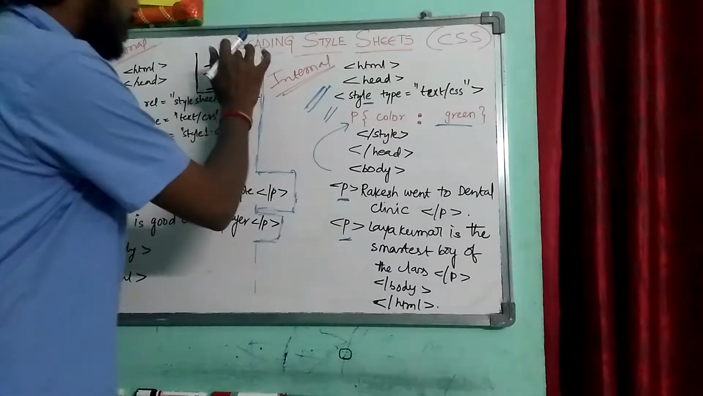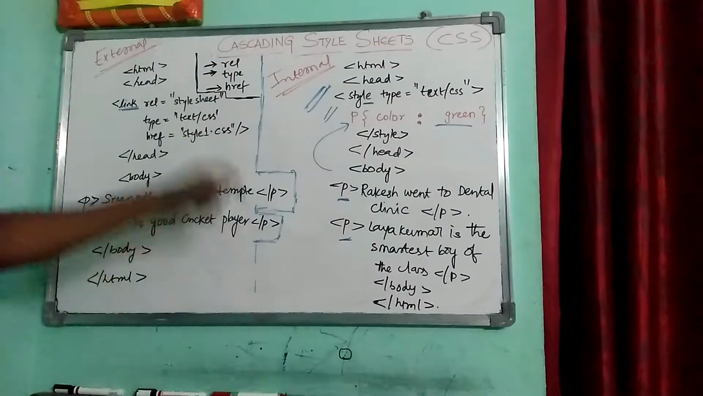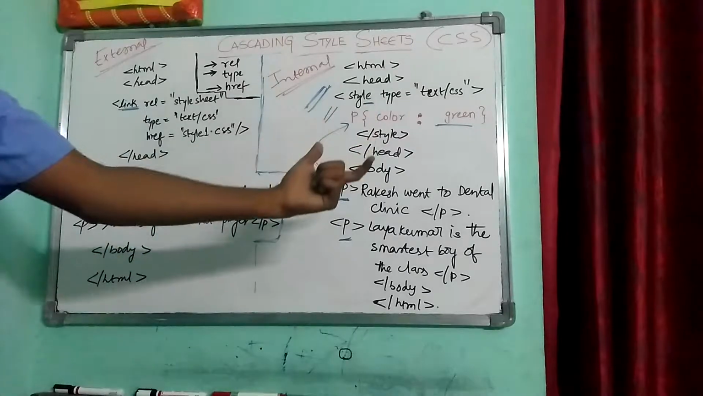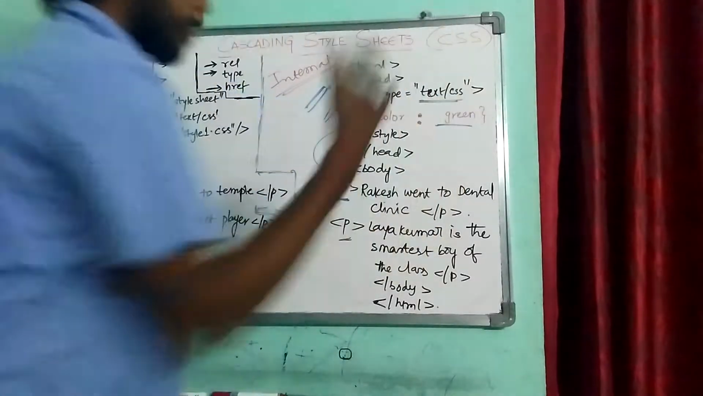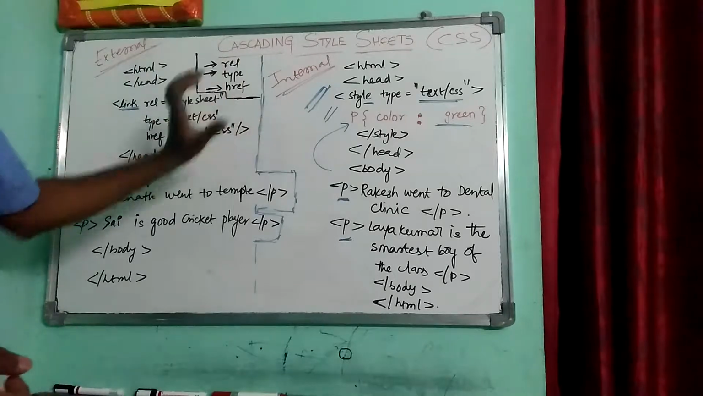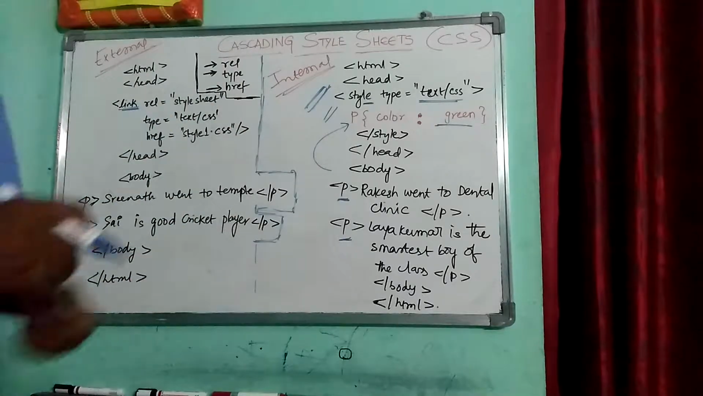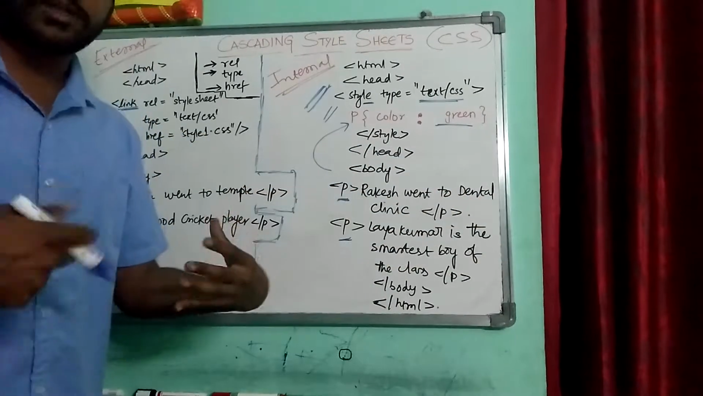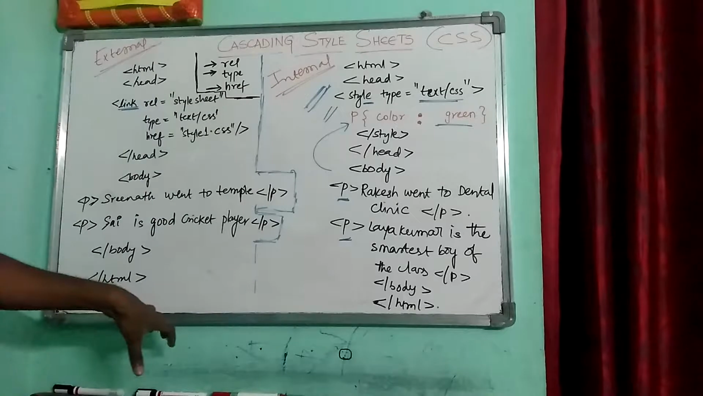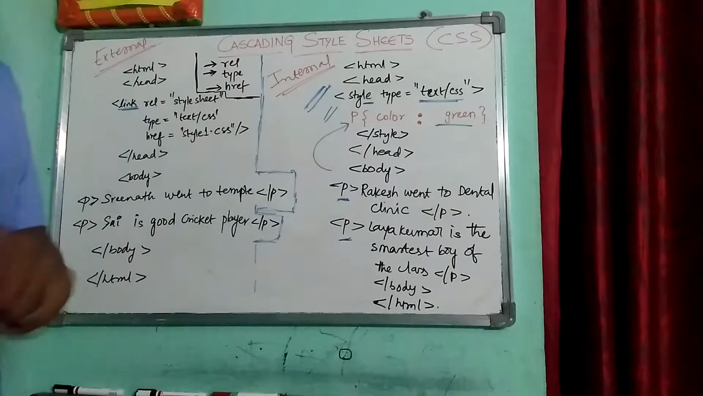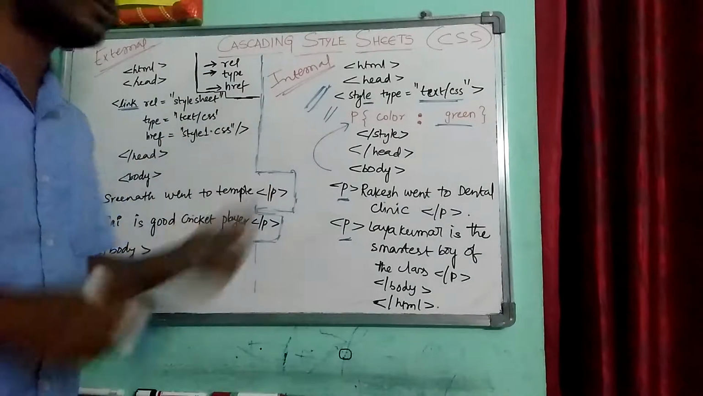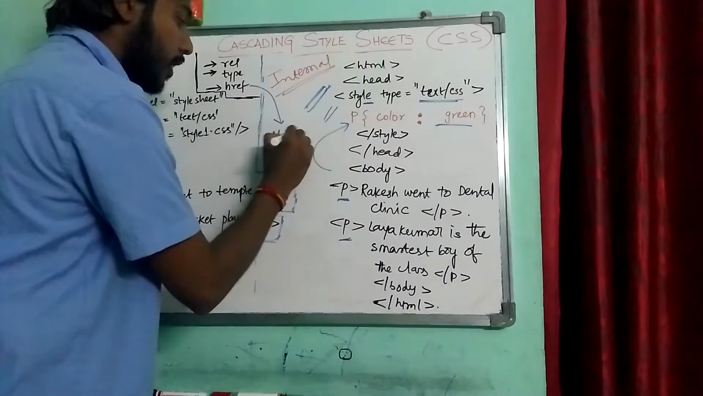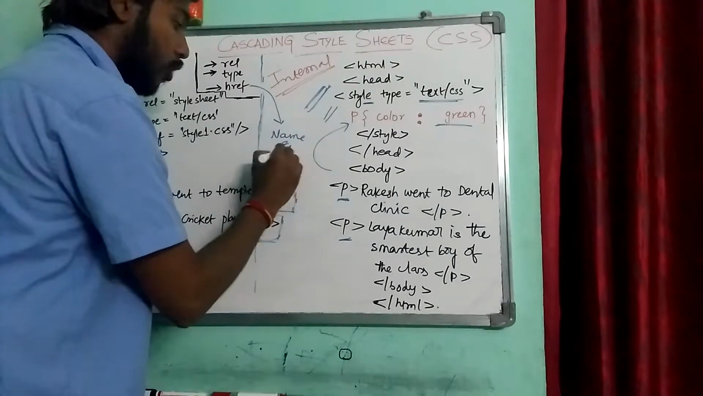What is rel? Rel is the relationship, whatever style sheet you have. What is type? What type of styling it is? Text/css, I already told you. What is href? Href is the external CSS. What is the external style sheet you have, that you want to style along with the present page? That is called external styles. This href gives the name and location.